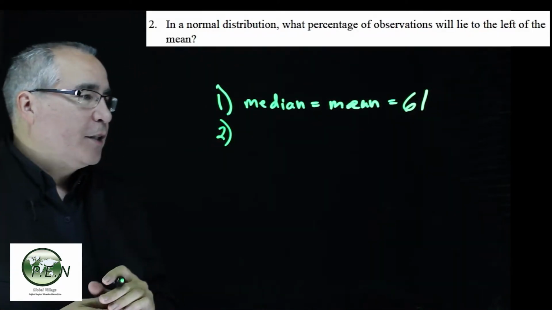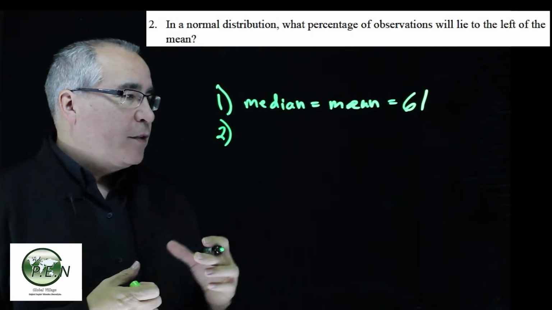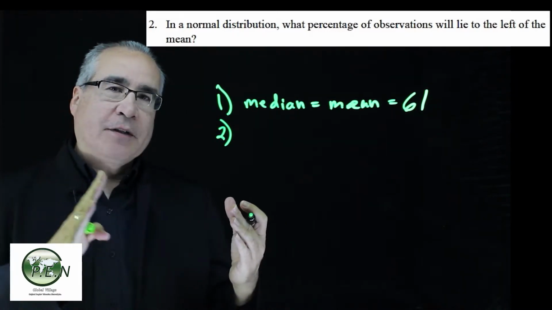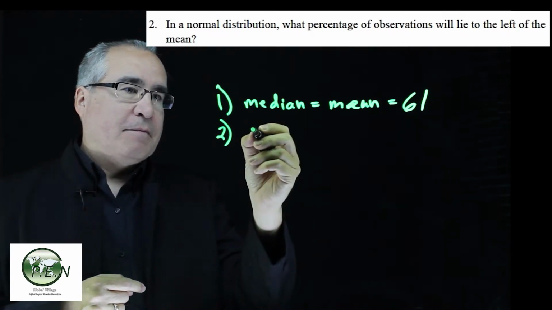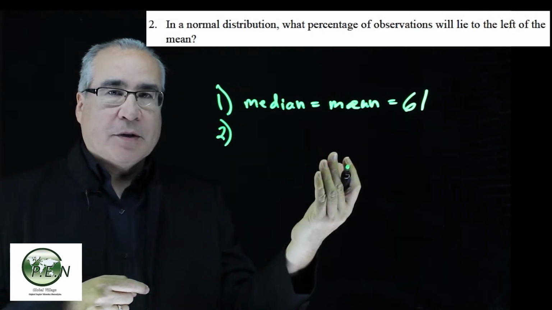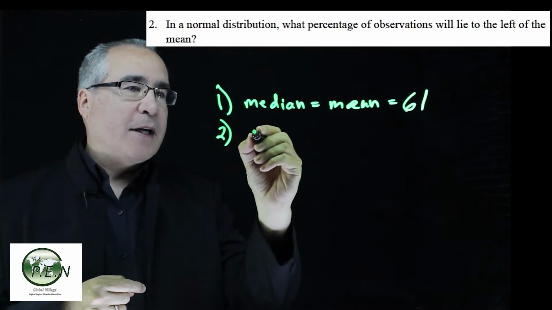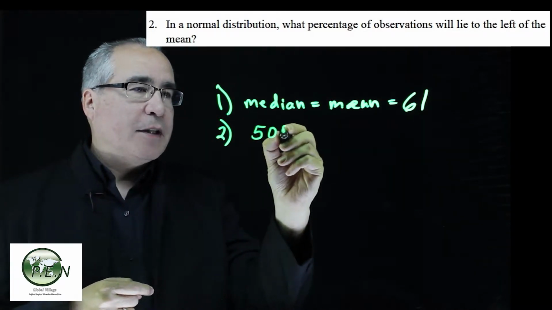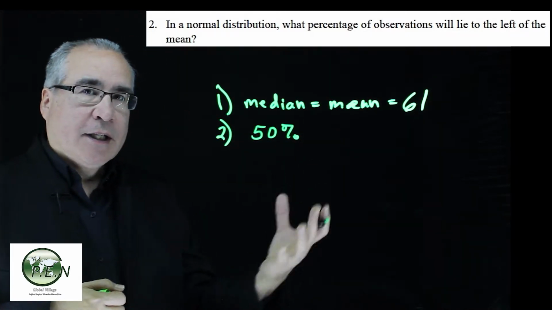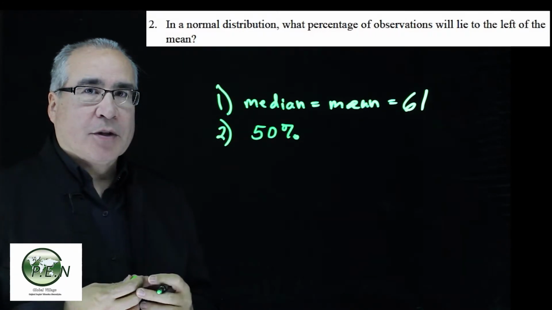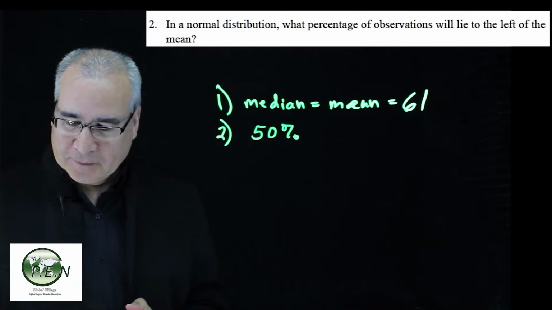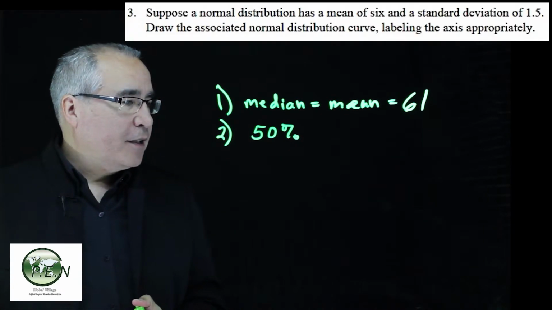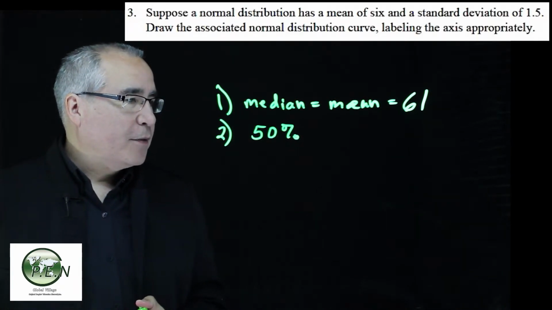The second question is asking what percentage of observations will lie to the left of the mean. So the left of the mean: 50%. 50% to the left, 50% to the right. That's one of the characteristics that we saw that make it a normal curve. If this didn't exist, it wouldn't be the normal curve. Okay, so let's now take a look at questions 3 and 4.